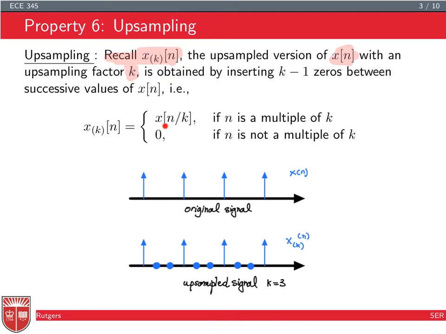If you're a little bit confused about this notation, I suggest you take an example and work it out. You can check that if you apply this formula to this signal, you get exactly what we want, meaning introducing k minus 1 zeros between two impulses of x of n. And of course, the question here is, what is the Z-transform of the upsampled signal?